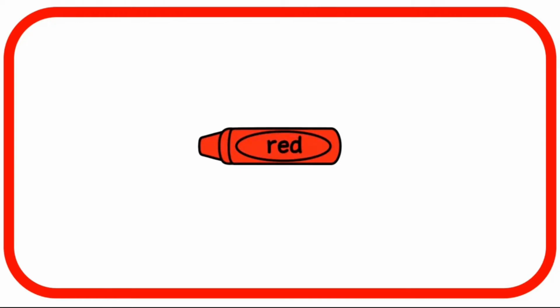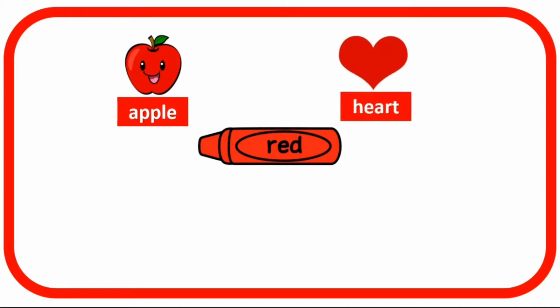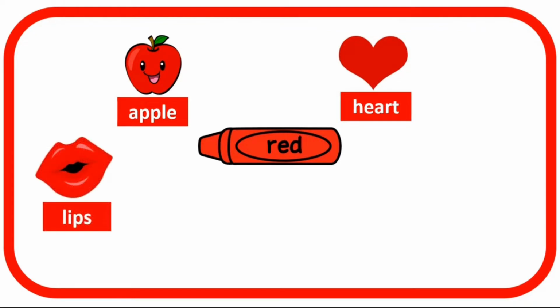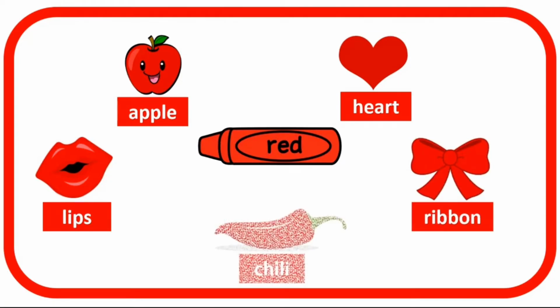Color red. Let's see some examples of color red. Red apple, red heart, red lips, red ribbon, and red chili. This is color red.